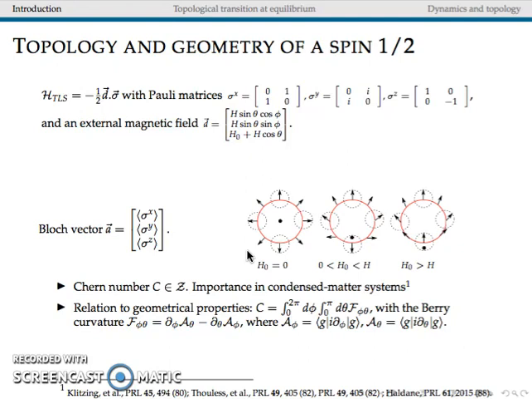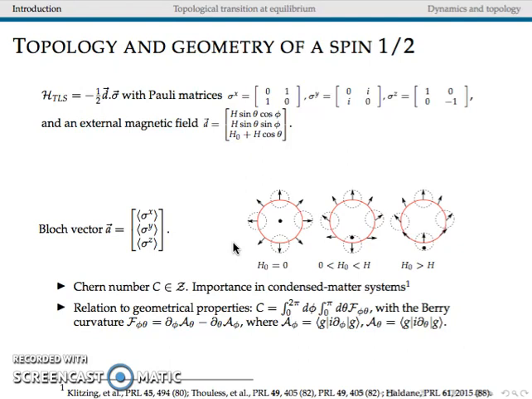The black dot denotes the position of 0 magnetic field, and the red circle shows the evolution of the magnetic field when theta varies from 0 to 2 pi for a constant value of phi. On top of that, we draw the orientation of the ground state Bloch vector for several values of the external magnetic field.